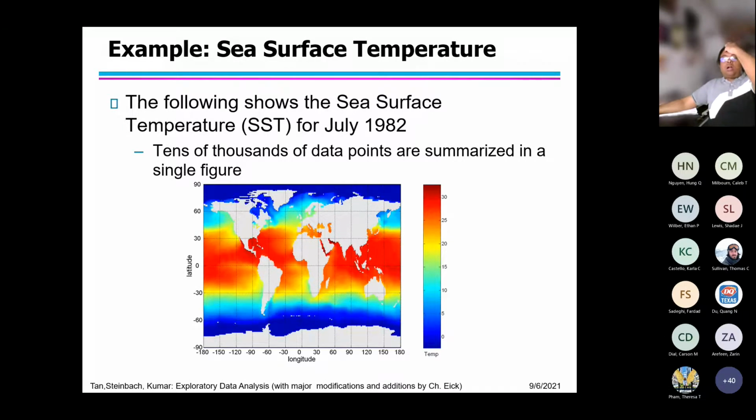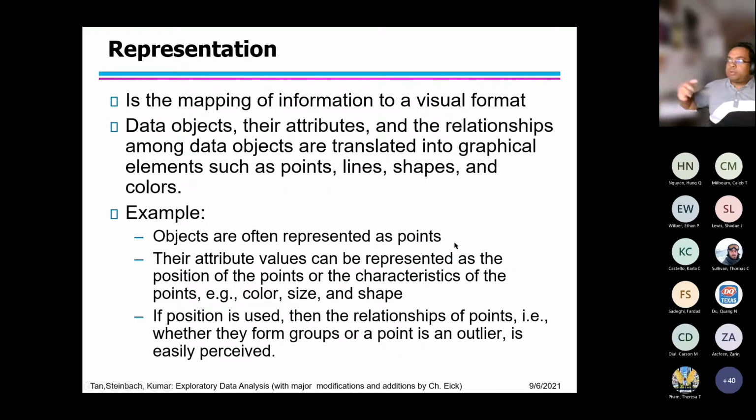A major part of visualization, of doing good visualization, is proper representation. So what do I mean by representation? Well, representation is mapping the information, the attributes that are present in your data set, to the visuals, right? Now this is very complicated work, right?